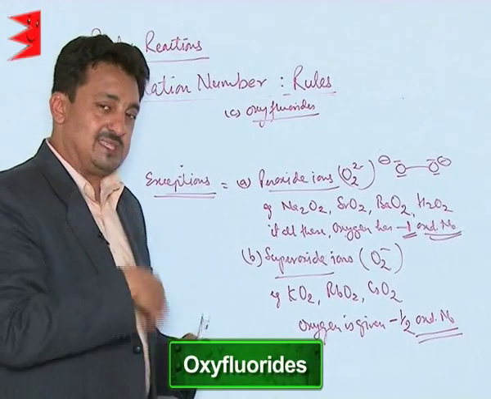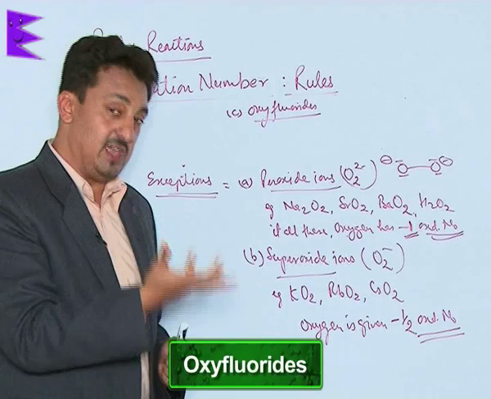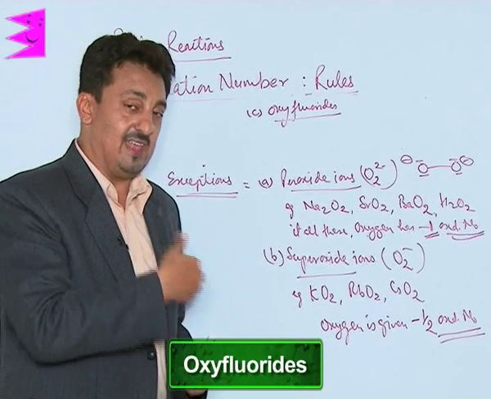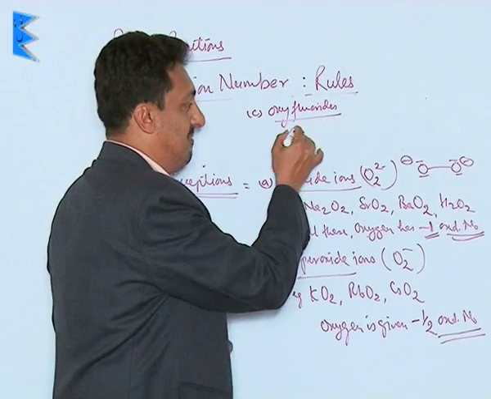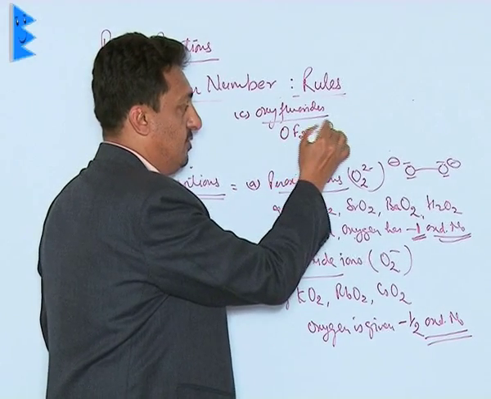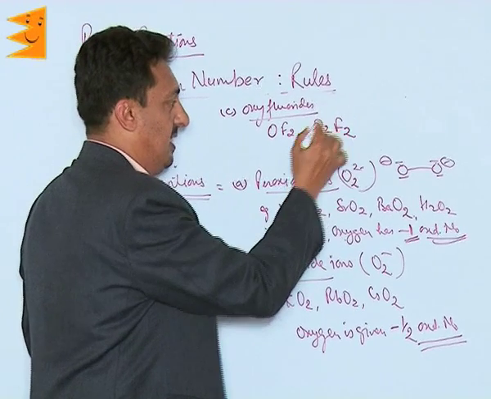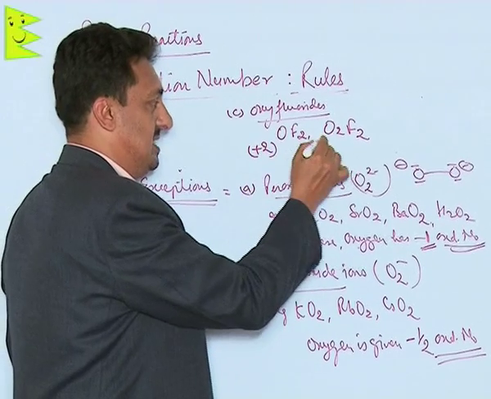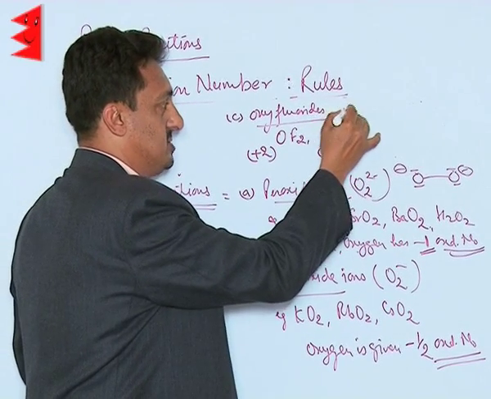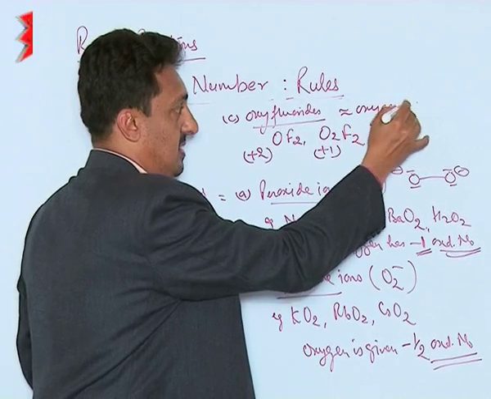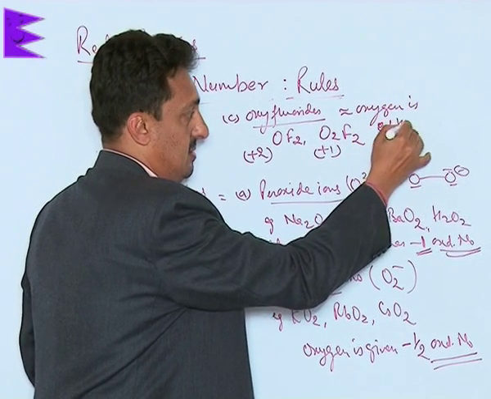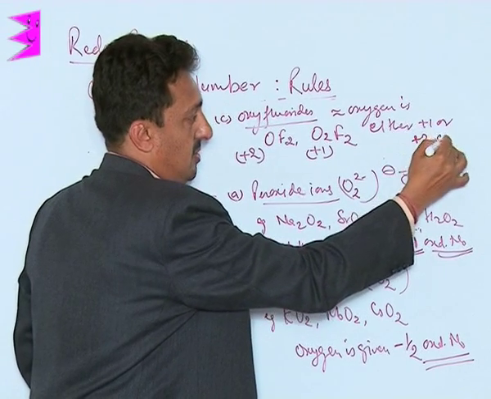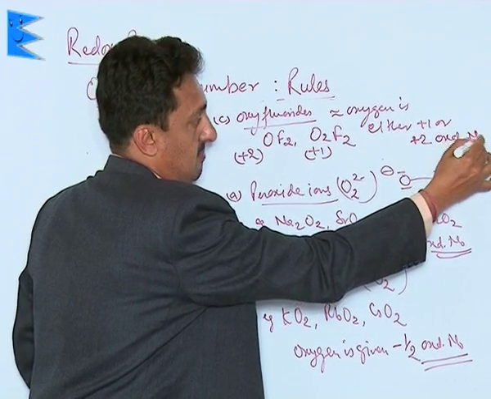But there are other examples of oxygen also, like oxyfluorides. When I say oxyfluoride, it means compounds with fluorine, in which fluorine is present as a negative ion. We have 2 examples, OF2 and O2F2, in which we can clearly find that oxygen is existing in the +2 state in one and +1 in the other. So in oxyfluorides, oxygen has either +1 or +2 oxidation number.